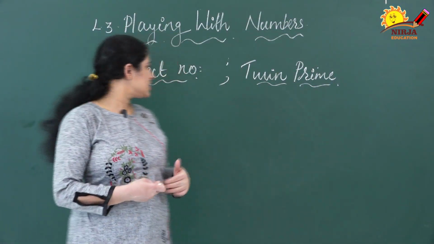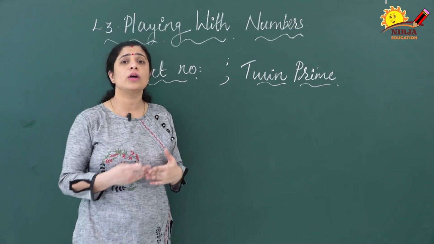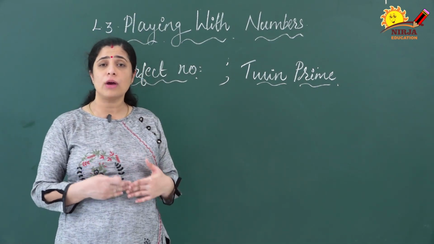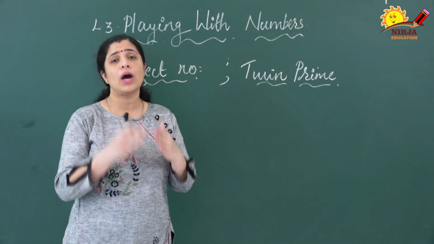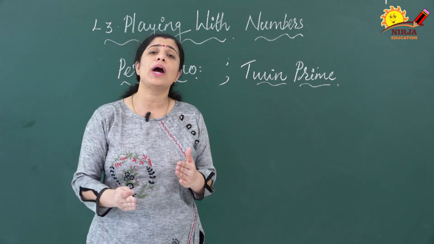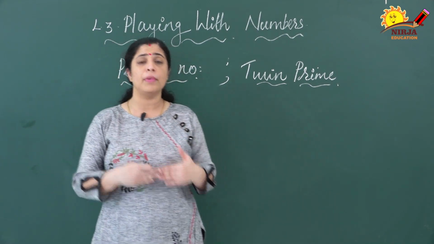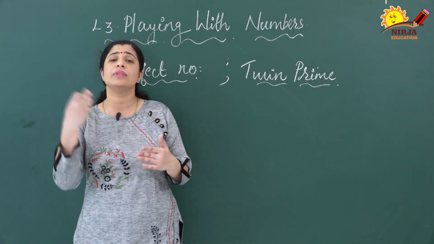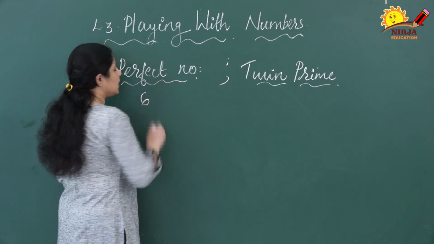Next we are going to discuss the perfect number. You have learned about the perfect square. Now we are going to discuss the perfect number. A number is said to be a perfect number when you add the factors of that number and get twice the number. When you add all the factors of that number, you get twice the given number. I am going to take one example. Suppose we take 6.